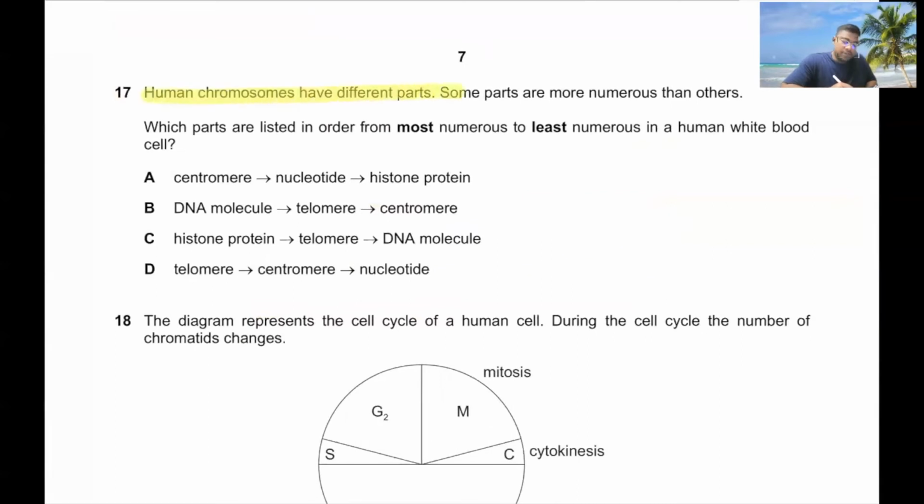Human chromosomes have different parts. Some parts are more numerous than others. Which parts are listed in order from most numerous to least numerous in a human white blood cell? Centromere, then nucleotide. Obviously, nucleotide is higher in number, so wrong. DNA molecule, then telomere. Obviously, telomere will be higher in number compared to DNA molecule, so wrong. Histone protein and telomere. There will be more histone proteins than telomeres and fewer DNA molecules, obviously. So C technically should be the correct answer. 17, the answer is C.